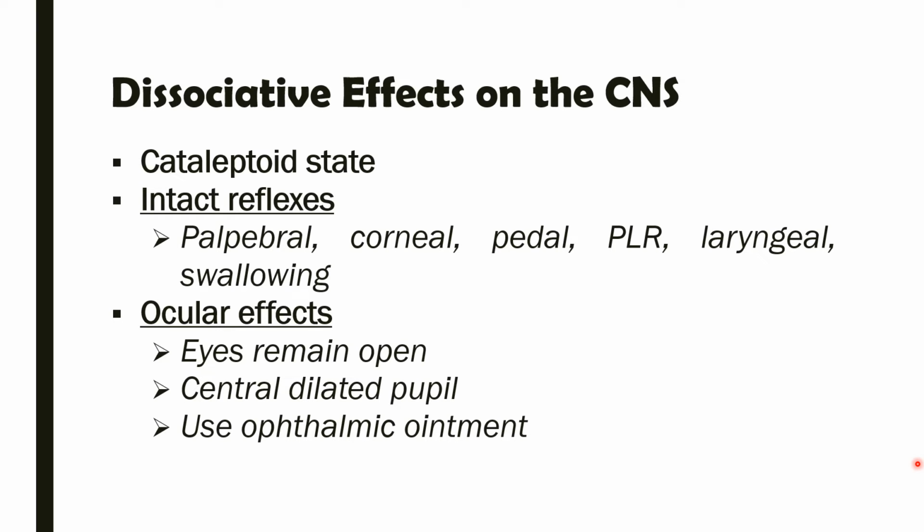For the ocular effects, of course, the eyes remain open during the dissociative anesthesia. The central pupil is dilated, and the pupillary light reflex is still intact, so the animal may not blink during the procedure, causing dryness of the cornea. So in this case, you can use ophthalmic ointment to provide moisture to the cornea.